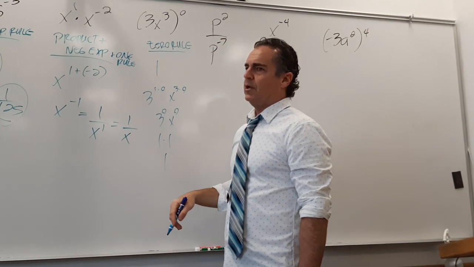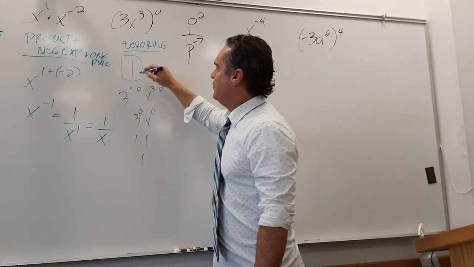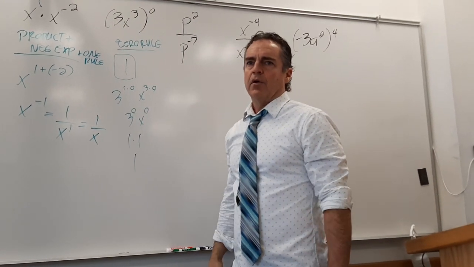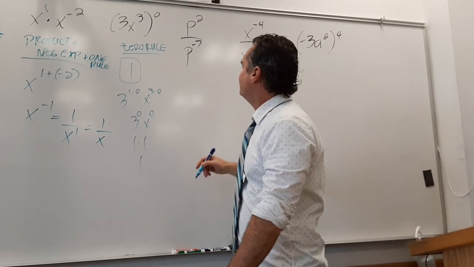You could have gone through that whole sequence of thought process there, but just understanding that if you take an entire parentheses to the 0 power, then everything is going to be to the 0 power, which means everything is equal to 1. So it's just 1, okay?